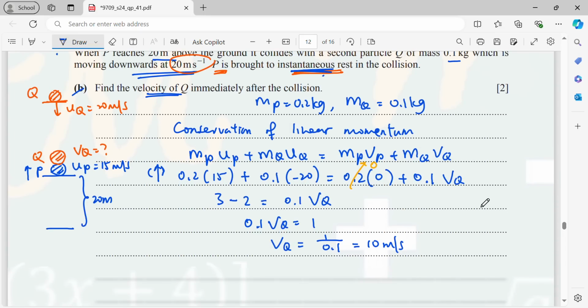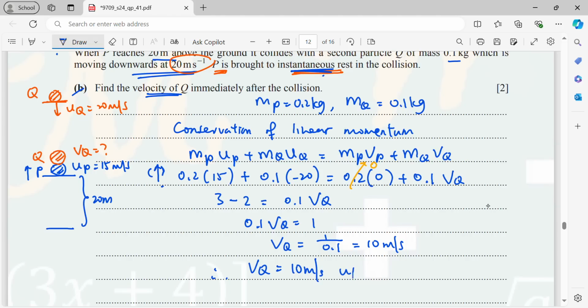Okay, so when positive, it means that I treat upwards as positive. That means now here I will write VQ equals 10 meter per second upwards. Okay, so you have to write down clearly whether it's downwards or upwards. So it will be upwards because I have found a positive value, and I treat upwards as positive. So that's why you have to write down clearly here.